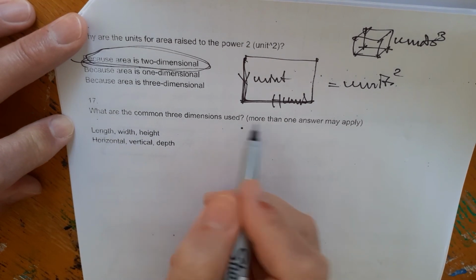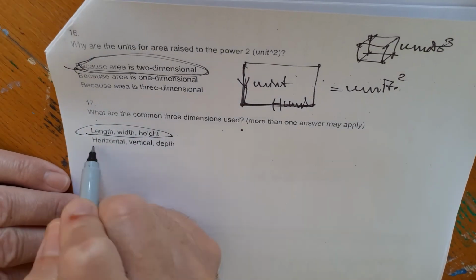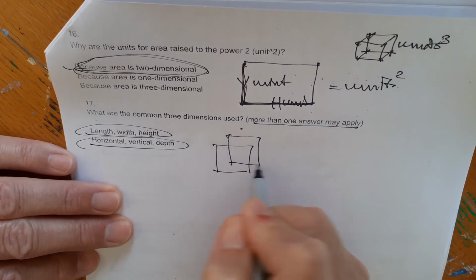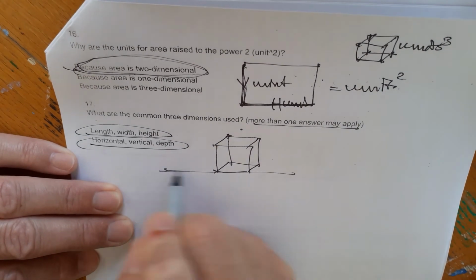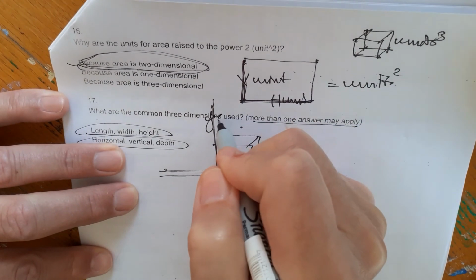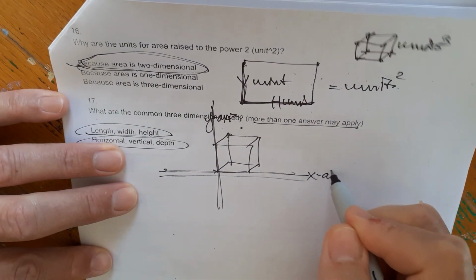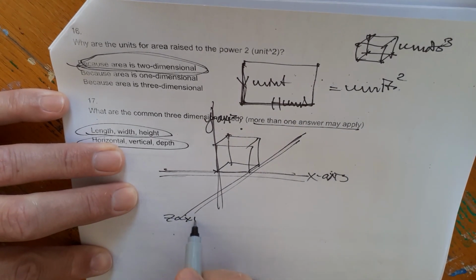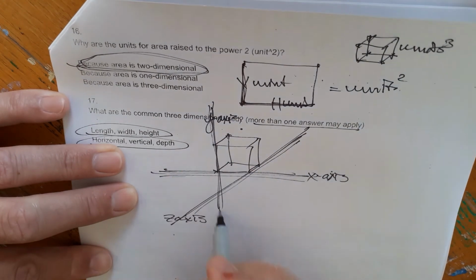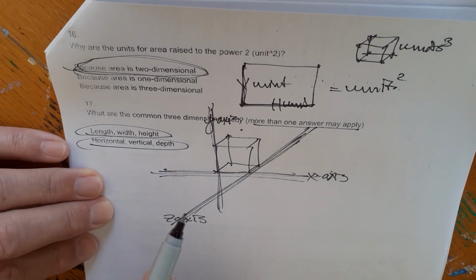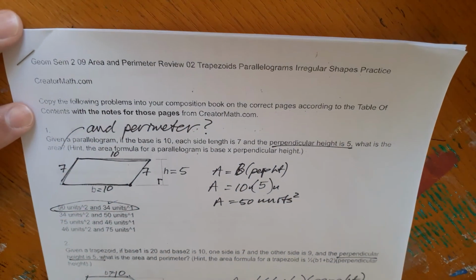What are the common three dimensions used? Length, width, and height, horizontal, vertical, and depth. More than one may apply. So here's a three-dimension, right? Horizontal, call it x, that's your x-axis. Vertical, call it y-axis, which is exactly what we call it. And this one here, they often call this a z-axis, but also depth. Okay, so horizontal, vertical, and depth. Three dimensions would be length, width, height, or horizontal, vertical, depth. Either one's acceptable. So, sorry for the long set of problems on this one, longer than I would have liked.